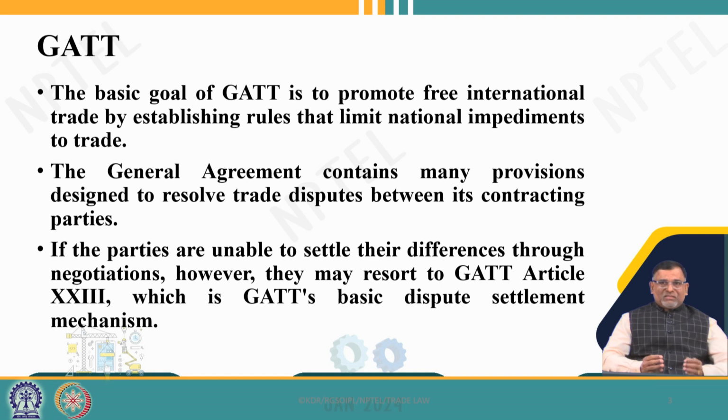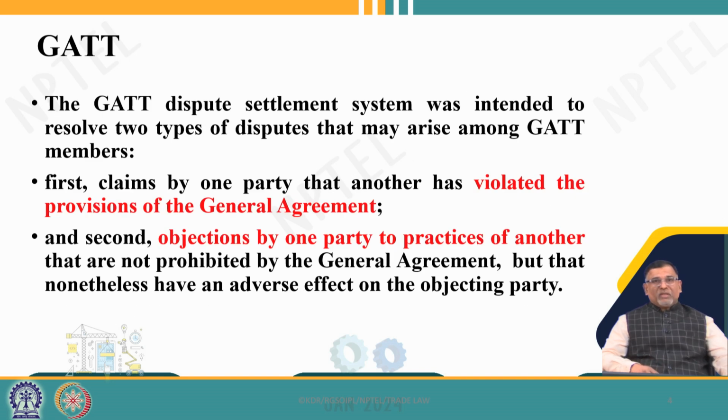and you can see a very rudimentary stage of dispute settlement was provided in the GATT agreement, Article 13. That was the only provision which talks about dispute settlement, and no definite mechanism was provided in the GATT dispute settlement system. We will look at Article 13 elaborately, and the basic system was provided to deal with two kinds of disputes among the members.